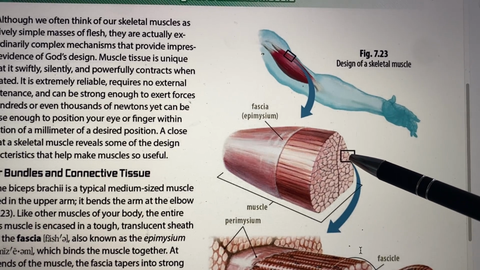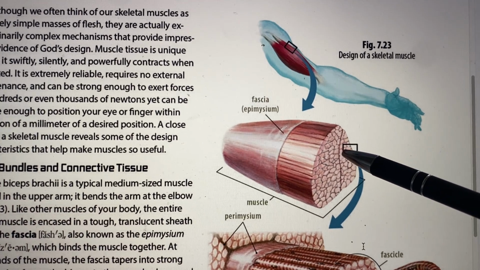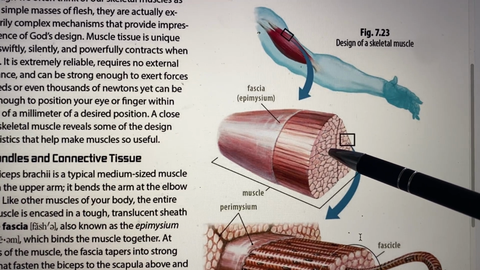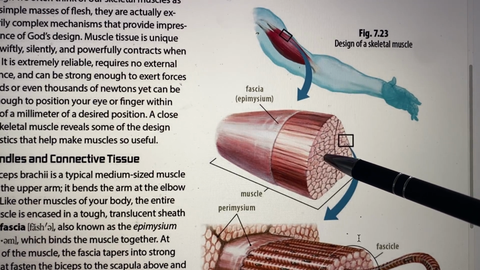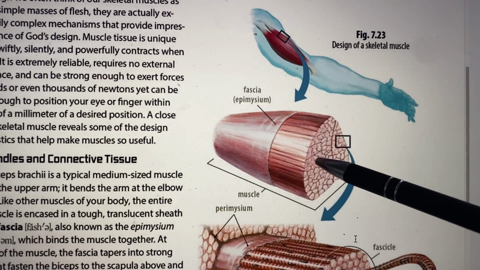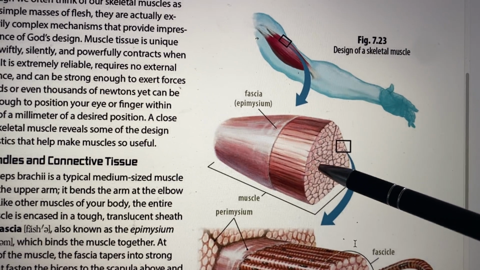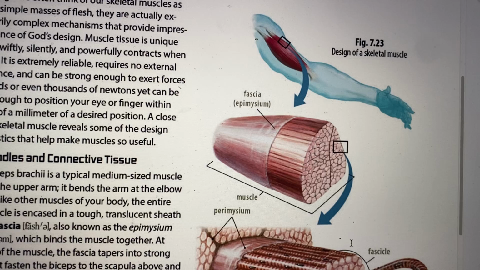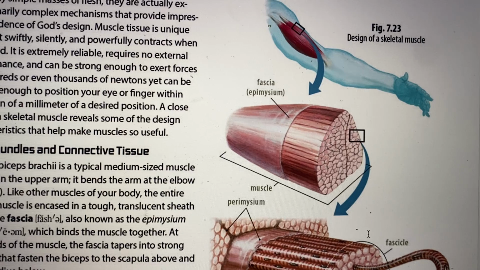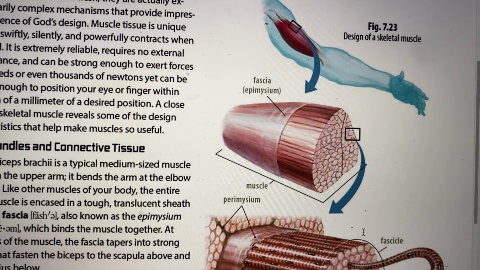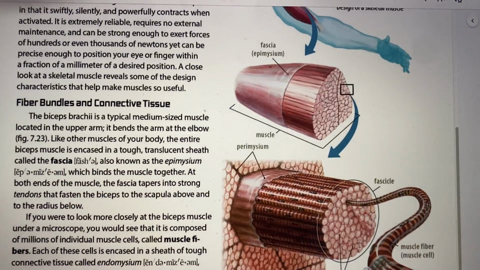And then each little one of these parts here is what is called a fascicle. And there are lots of fascicles there. They're little encased, tough, translucent little sheaths, they call it epimysium, and they bind these muscles together into strong muscle tendons. So you see right there the muscles. And epimysium, epi meaning outside, basically like your skin. And then you'll see down here is perimysium.